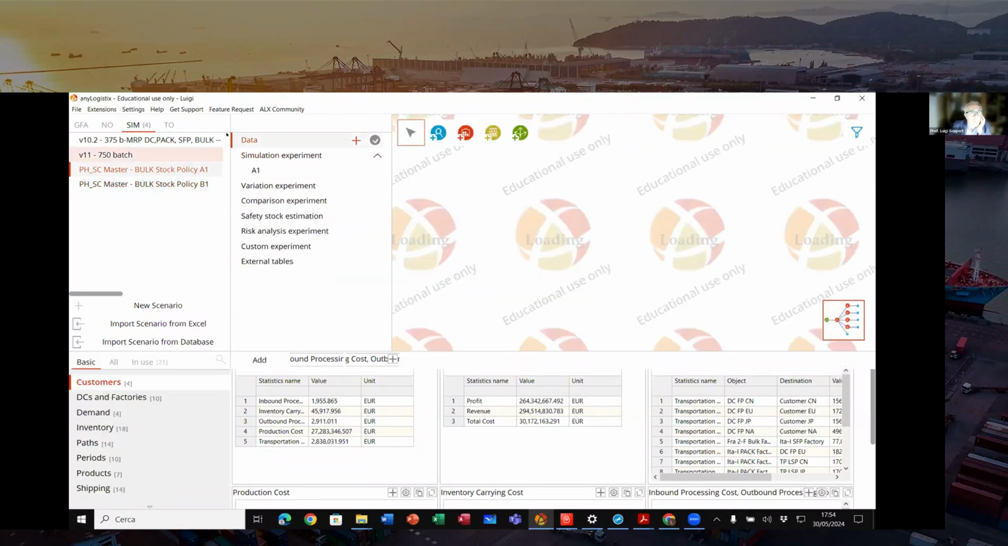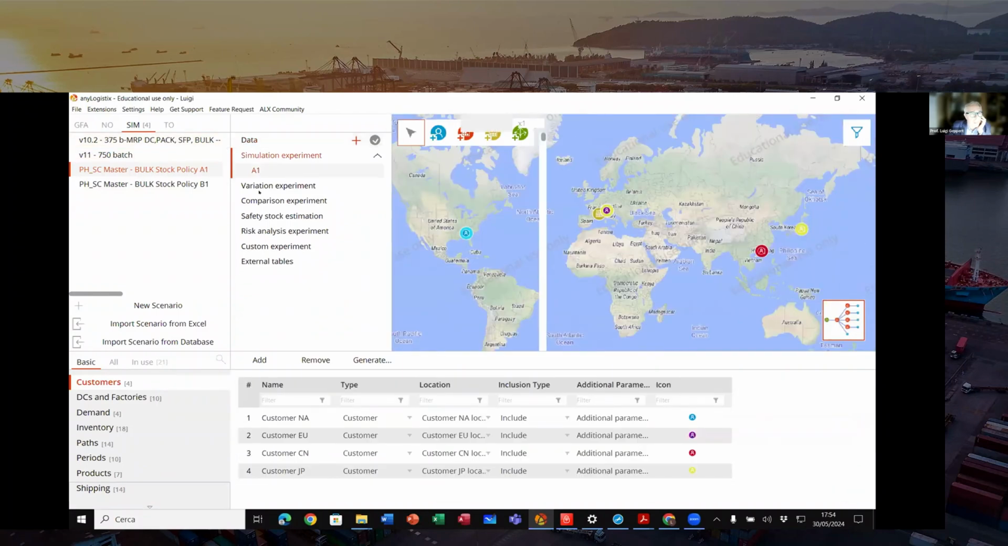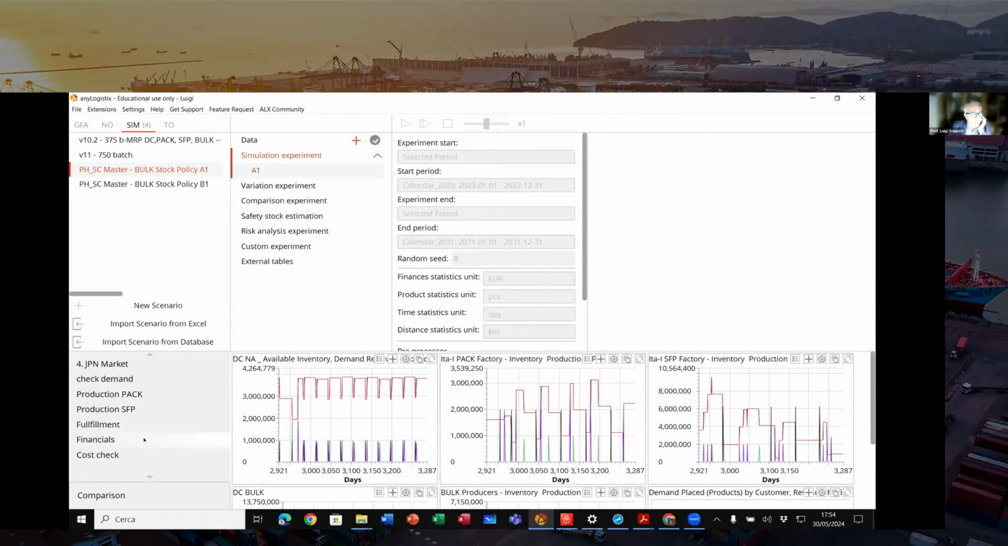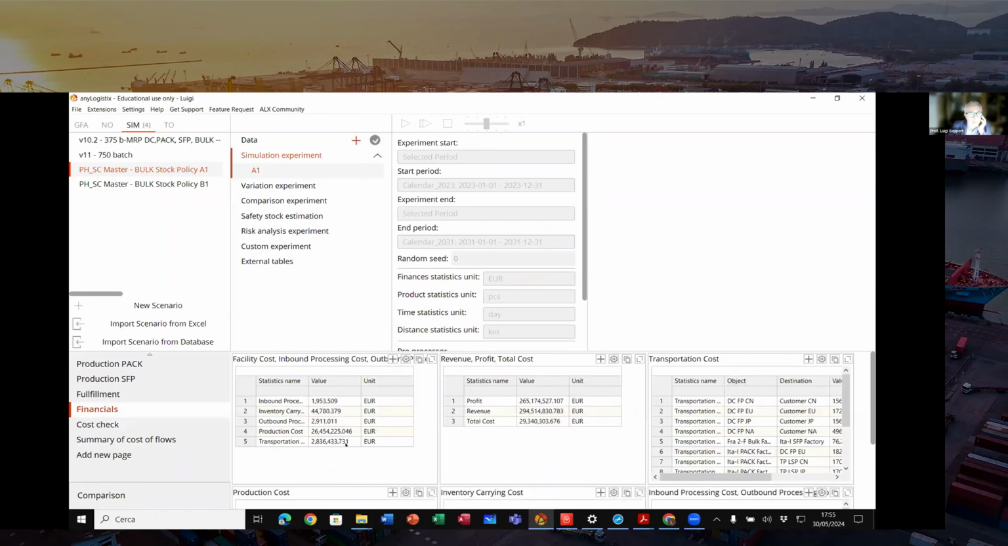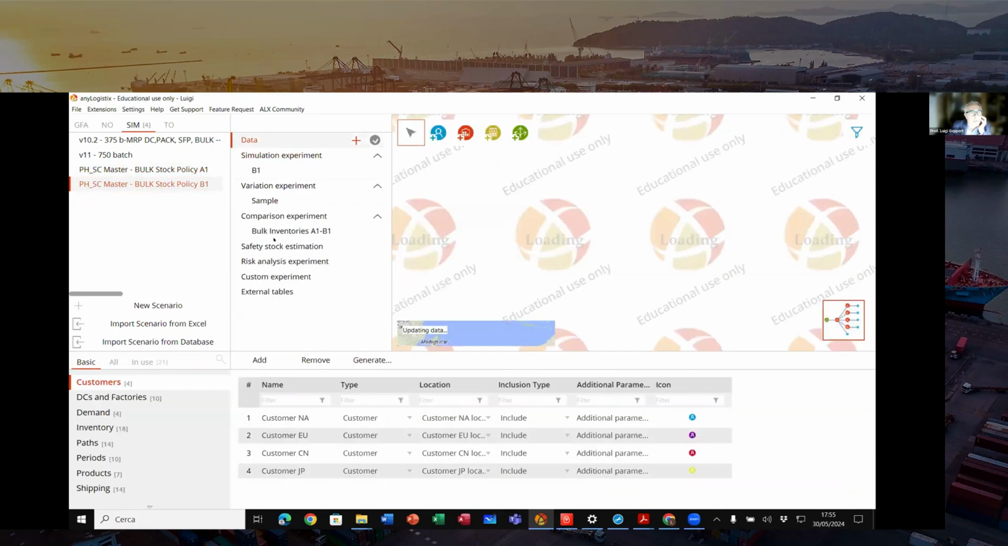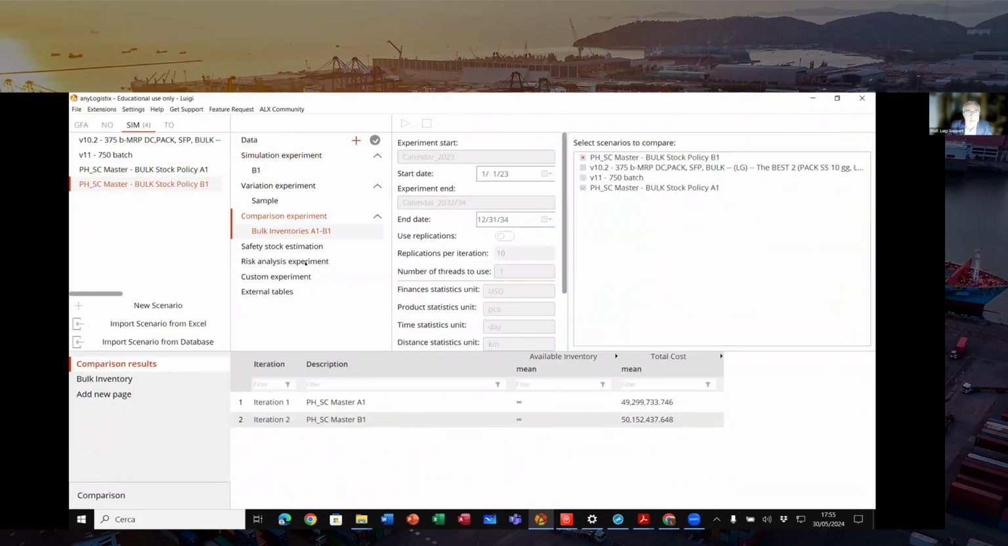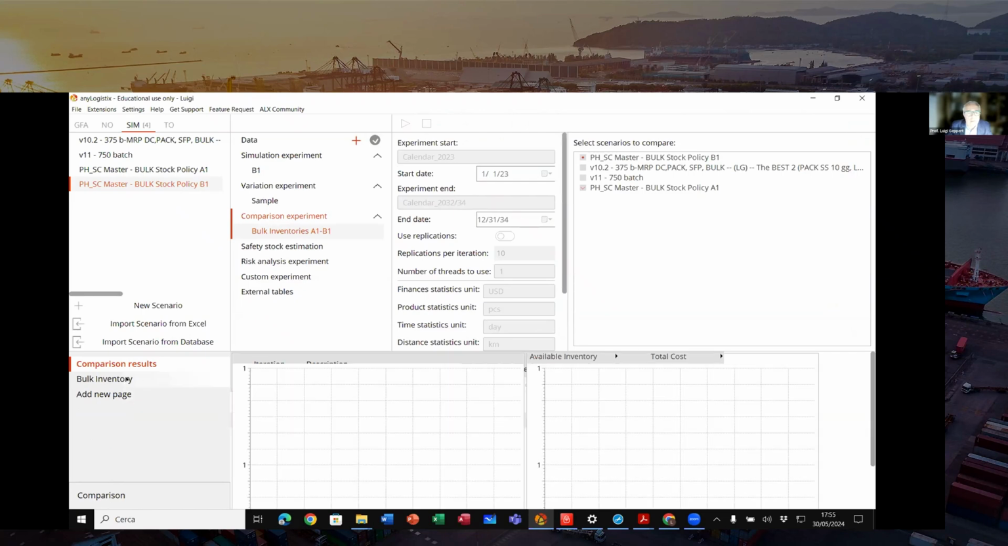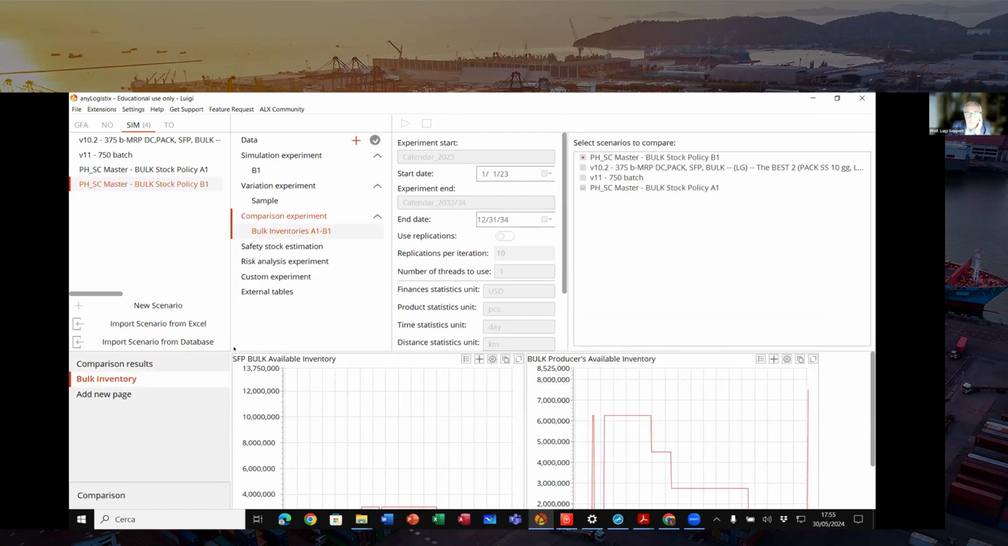And by changing the results, as you can see, we can get good improvements in terms of cost, where you see we lower the total cost, the production cost in particular, to 26 million. This could be represented very well by taking into account the bulk inventory at both the finished producer in Italy and the bulk producer in France.